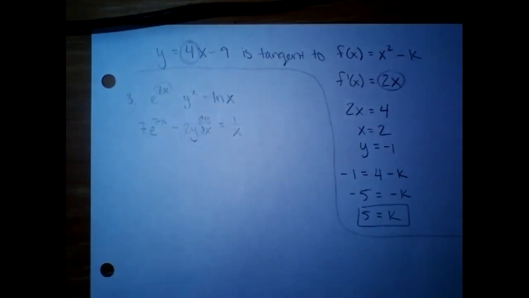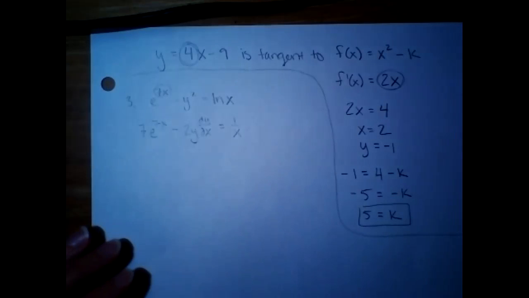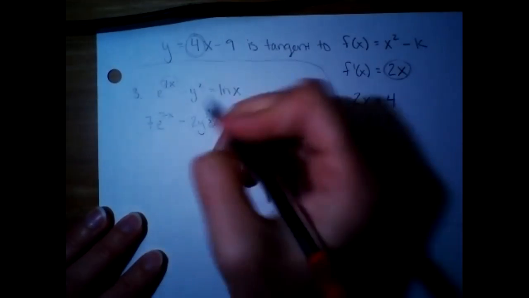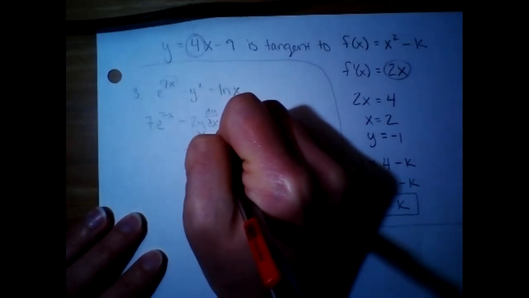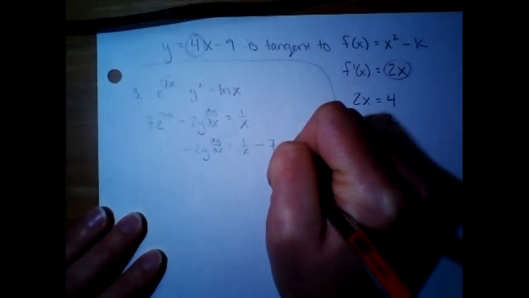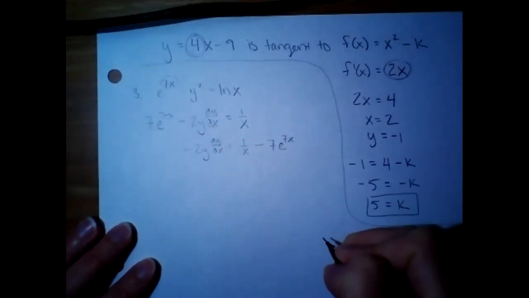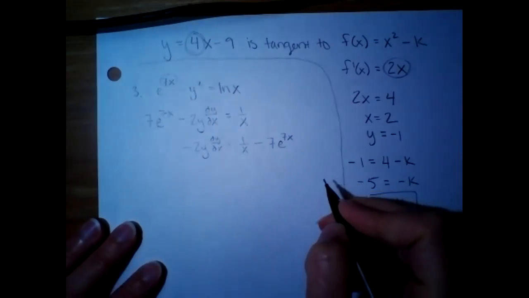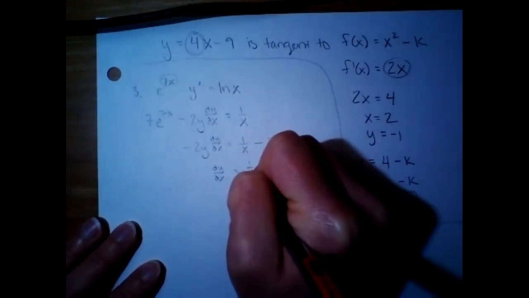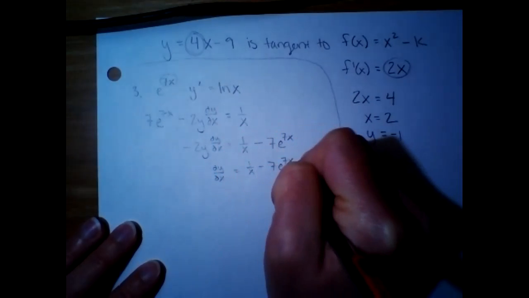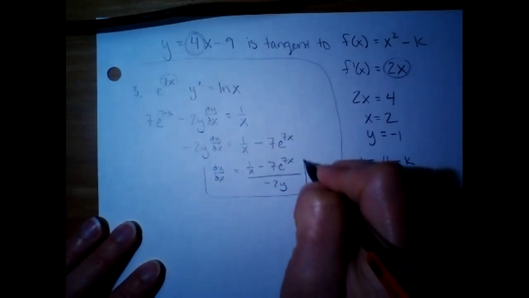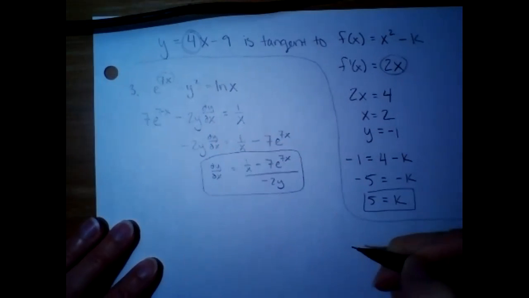And so that's all the calculus. From here on out, it's algebra. We want to get dy dx by itself. So I'm going to subtract this term over. So that'll be 1 over x minus 7e to the 7x. And then last step, we're going to divide by negative 2y. So it is all of this over negative 2y. And yes, you have a fraction in a fraction. That's okay. You can leave it like that.